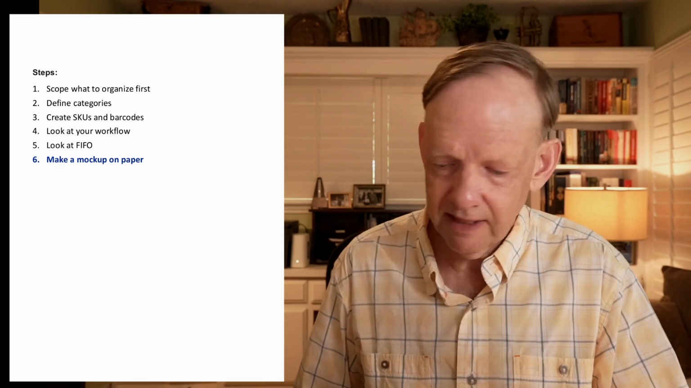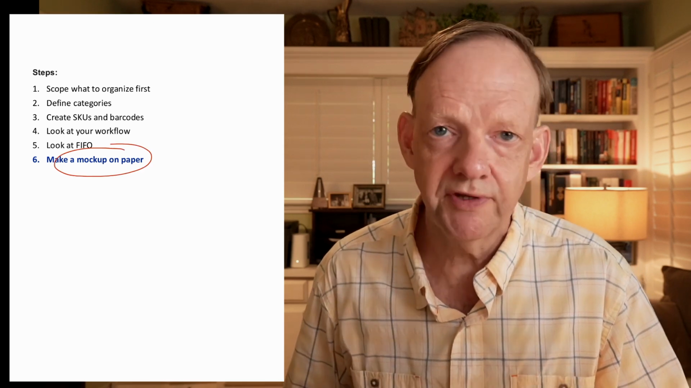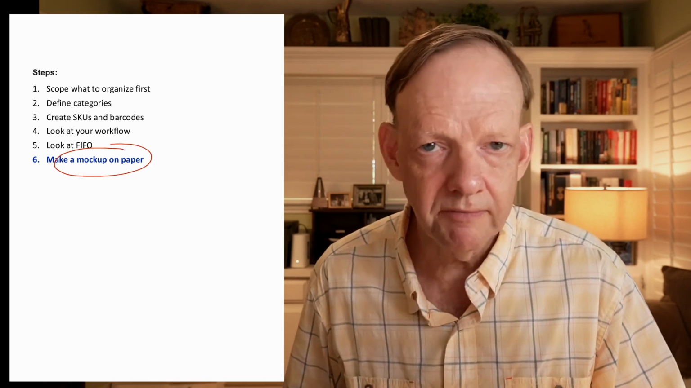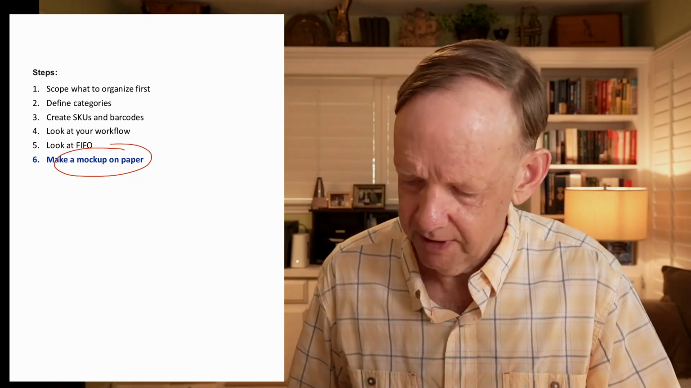So number 6 is to make a mock-up on paper. Before you start to move things around, and have to remove them and move them again, do a paper version. So here's Jane.